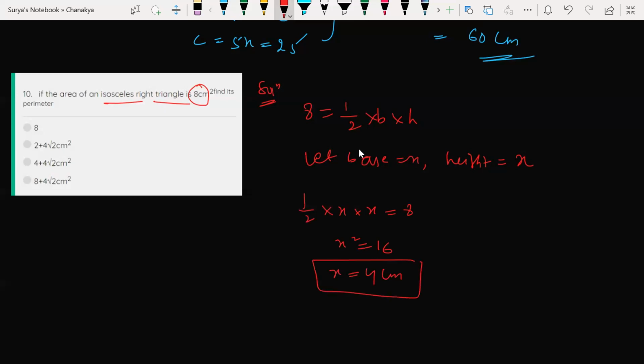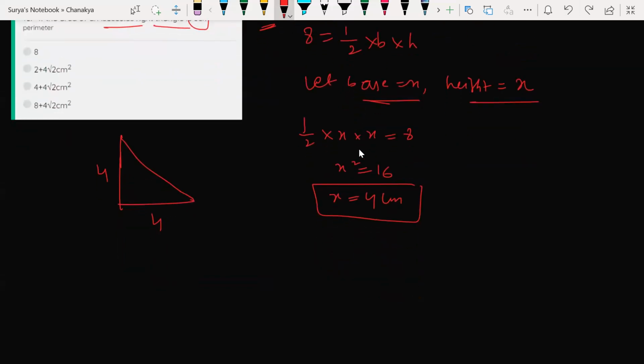Why? Because can I say base and height are the same here? See here, if I take a right angle triangle, my base is 4 and height is also 4, so both sides are the same, so it will be an isosceles triangle. Is it clear? Yes. What is the other side then?